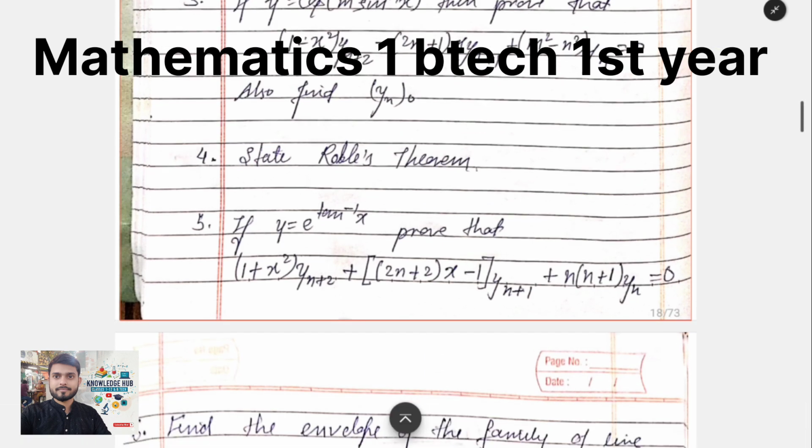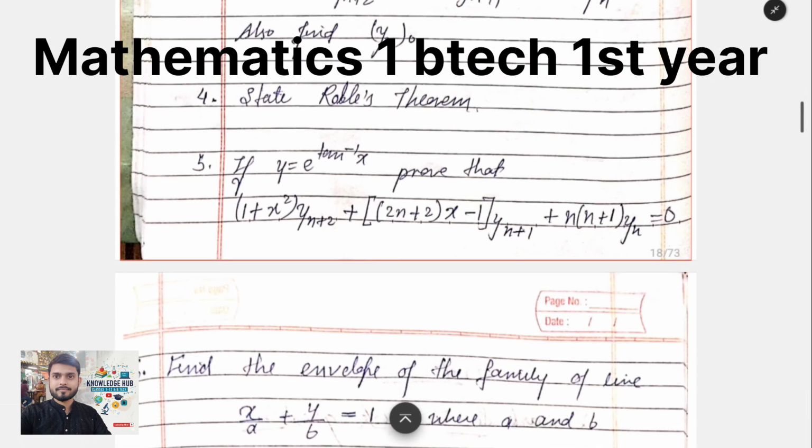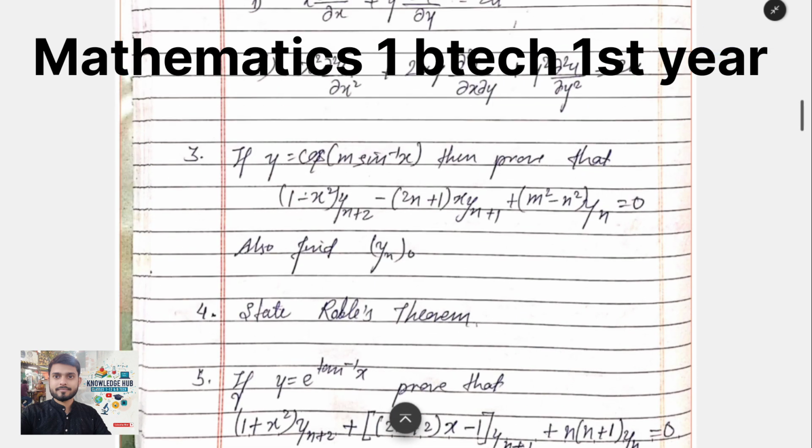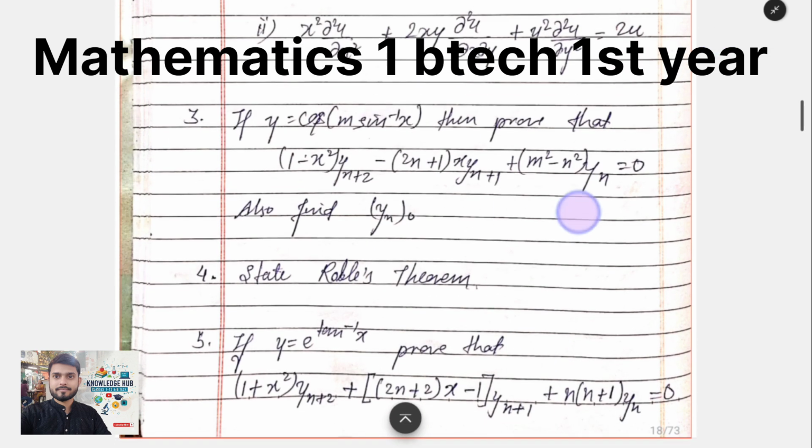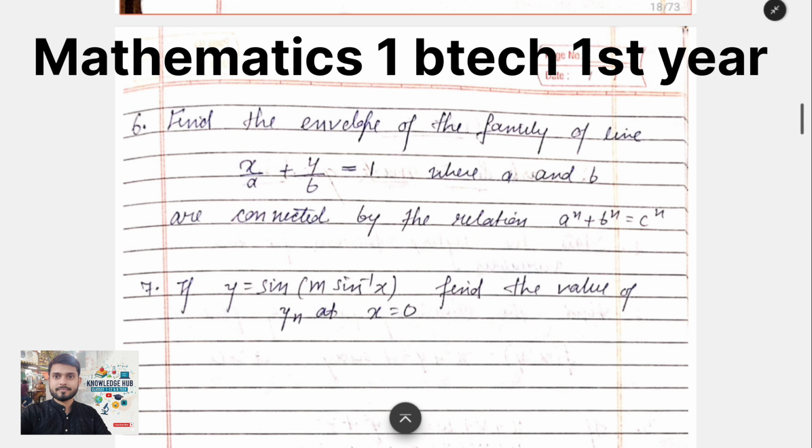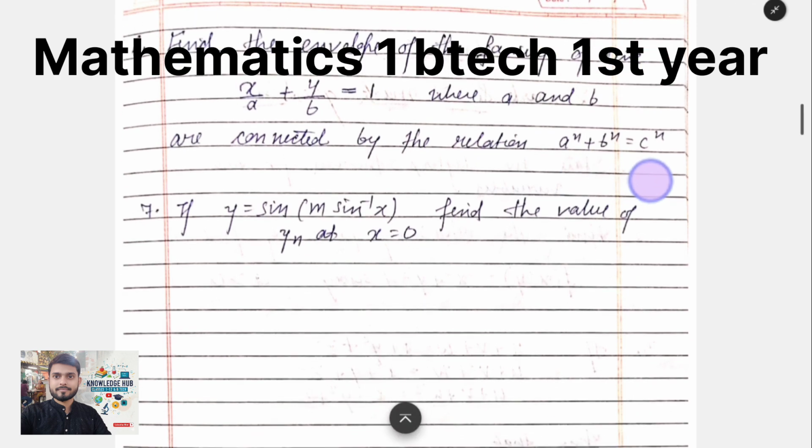Now state Rolle's theorem. This is basically one type of theorem. If y is equal to tan inverse x, prove that this; this is also of the same type as the previous question. Question number 6. Find the envelope of the family of lines x upon a plus y upon b equal to 1, where a and b are connected by the relation a^n plus b^n is equal to c^n. This is basically one type of proving question.